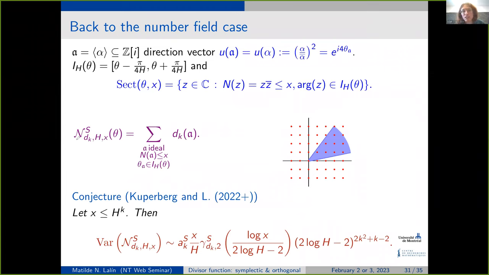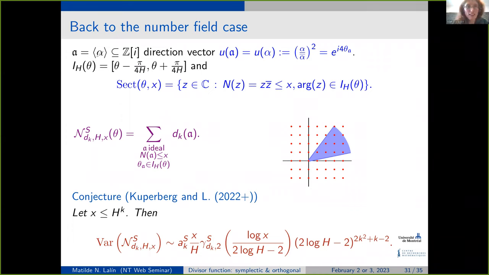For the number field case, what we are going to do is the sum of the divisor function d(A), where A goes over the ideals that have bounded norm and whose direction vector is in a certain sector of the unit circle. And what we mean by direction vector is defined by this Hecke character.